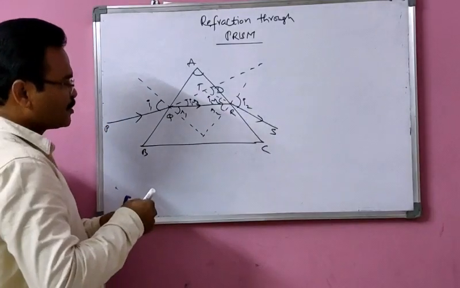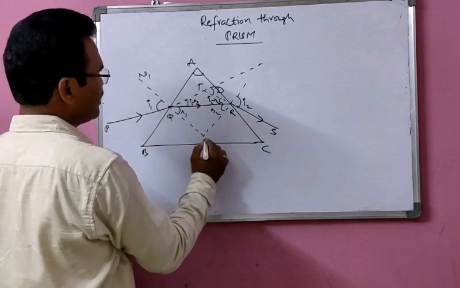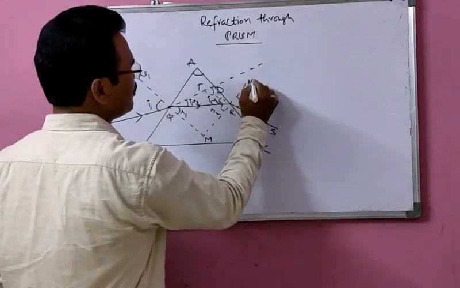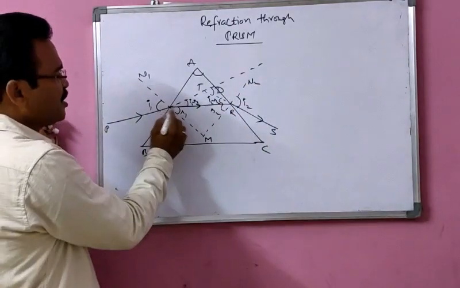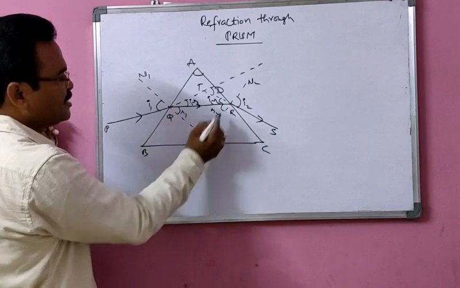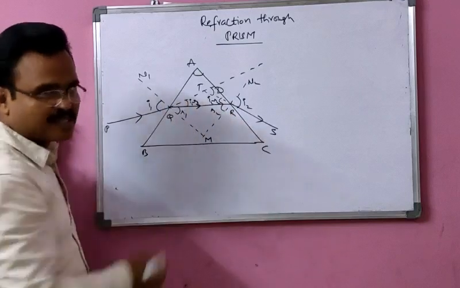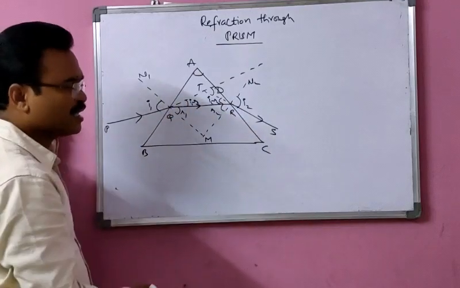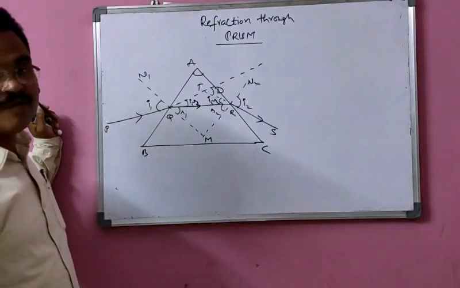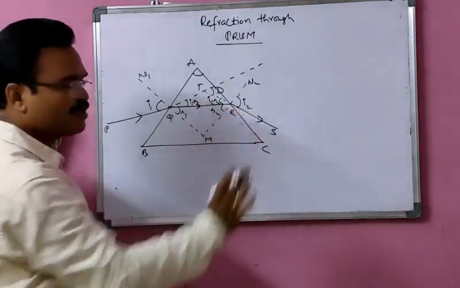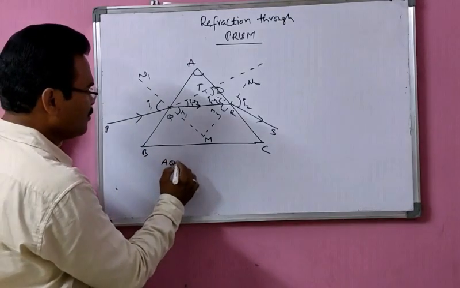So this I'm calling M. This is N1, and this is N2, the normals. Now this is a normal, this is a normal, this angle is 90, this angle is 90. So it's a quadrilateral. AQMR is a quadrilateral. Two angles are 90, which means the sum of the other two angles also becomes 180, because 90 plus 90 is already 180. So what you can write here, AQMR.